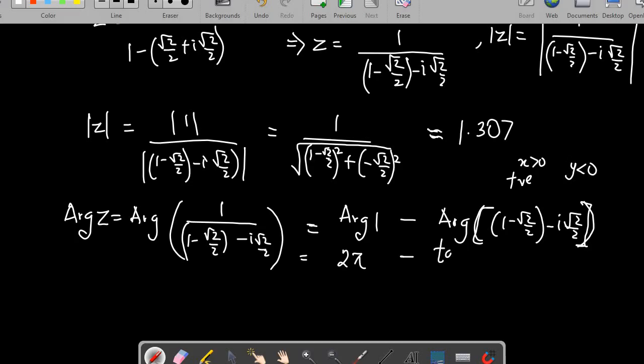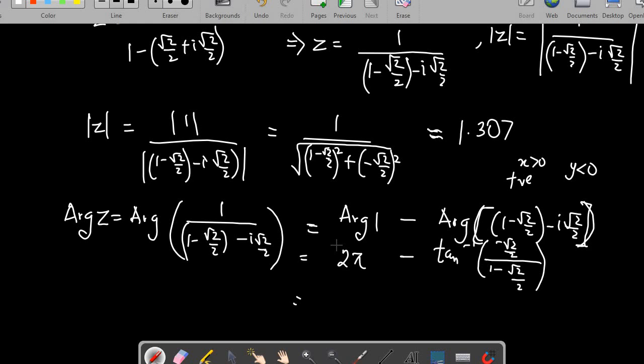So it's just simply arctan. What you have here will simply be arctan of minus root 2 over 2 divided by 1 minus root 2 over 2. So you punch your calculator for that. Make sure you put your angle in radians if you want to work with the 2 pi that you have here, and you put your angle in degrees if you want to work with 360. So I will be working with radians, and that will be arctan of minus root 2 over 2 over 1 minus root 2 over 2.